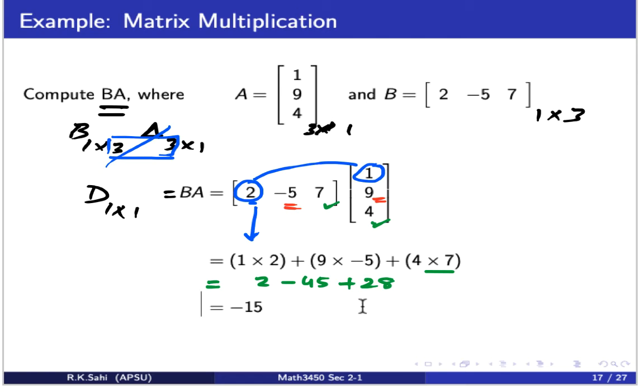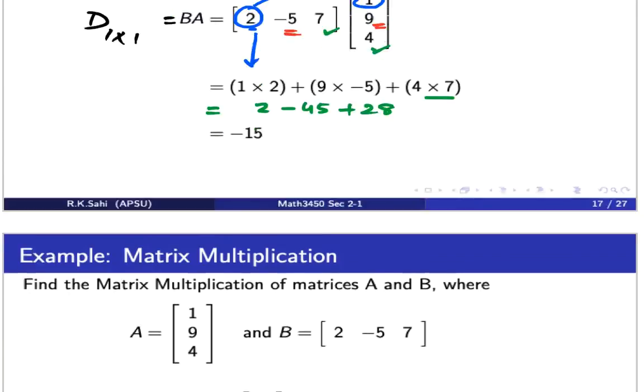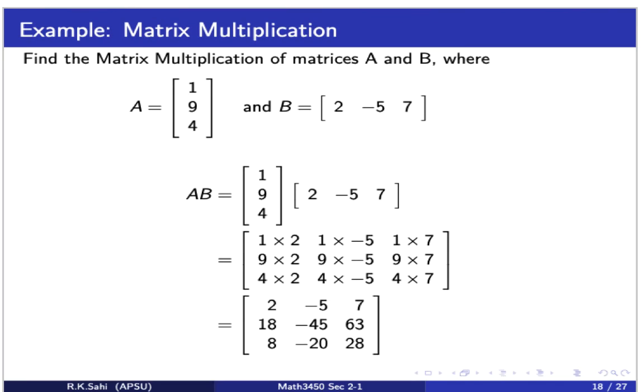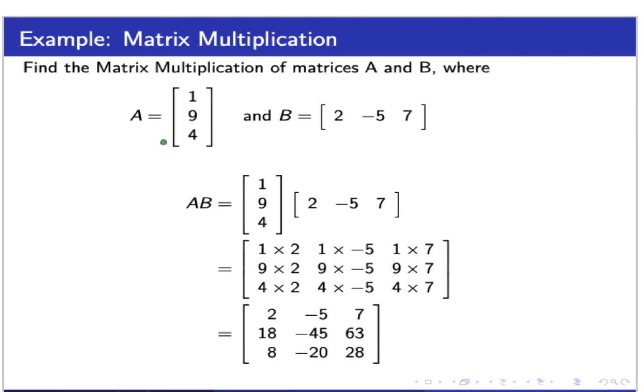Okay. Now this was B times A. How would we get the elements of A times B? Let's look at that. So we're going to look at the matrix A with B. Once again, A is of size 3 by 1. B is of size 1 by 3. Now the new matrix AB, we all know, is going to be of size 3 by 3. That means 3 rows and 3 columns.